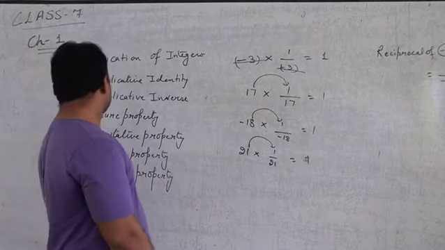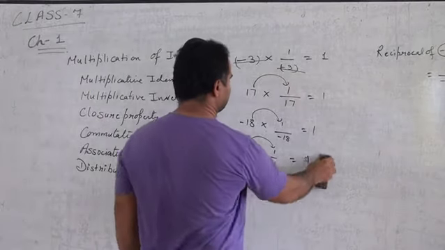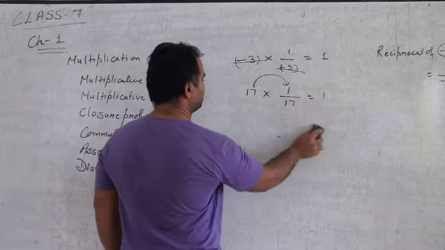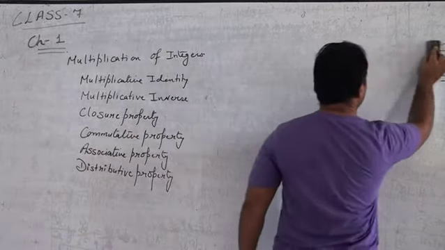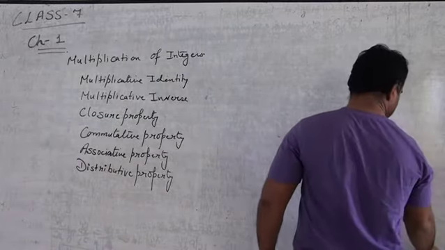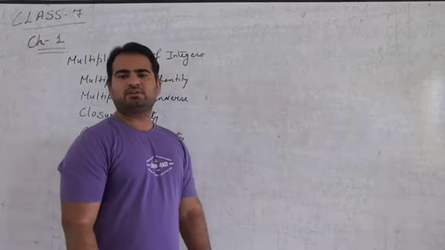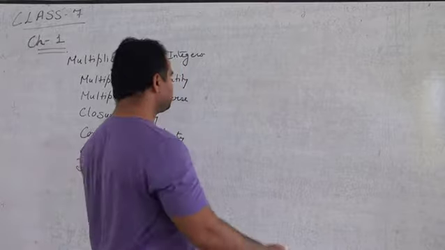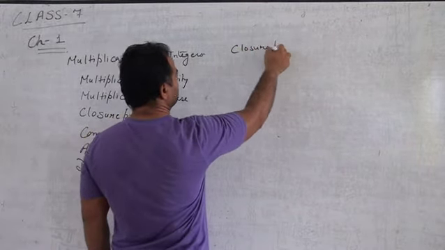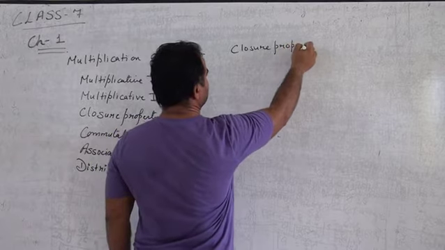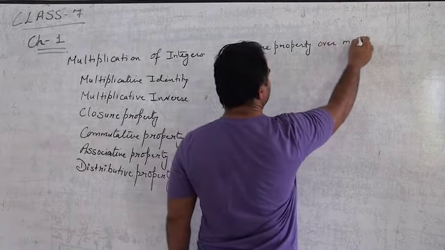Next is the closure property. What is the closure property and what does it say? It says that if we operate on two integers, the answer should also be an integer. So we are proving the closure property over multiplication.